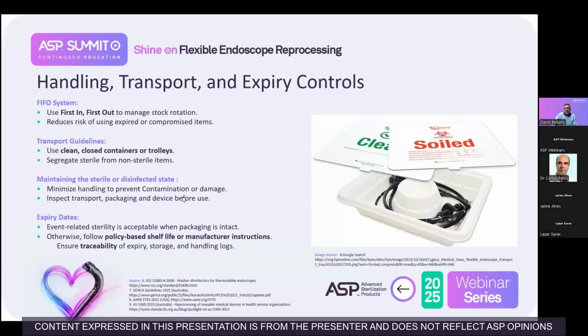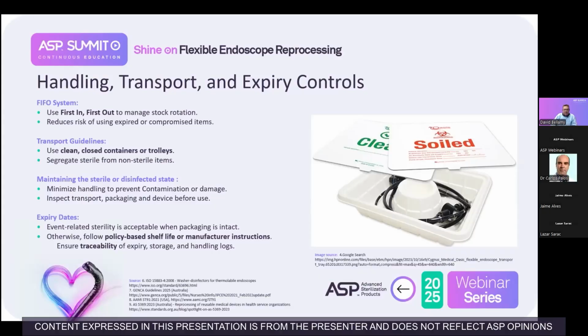So going into handling, transport and expiry control, handling and transport practices are often our last link in the reprocessing chain. But any breach in this phase can completely undermine all the other phases, what we've just done. It's also going to compromise the integrity, of course. So the standards and guidelines have now started to clearly define expectations to ensure safe transport, stock rotation and expiry management of the reprocessed endoscopes.